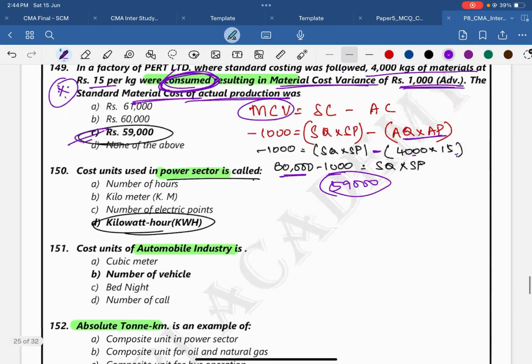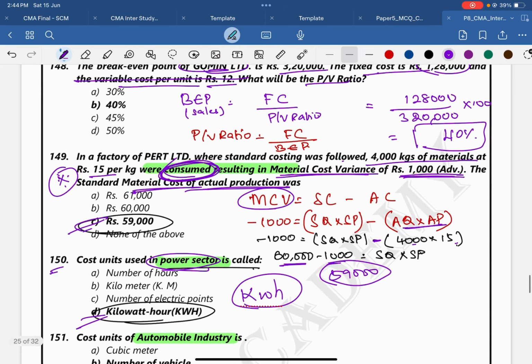Option C. Then 150. Cost units used in the power sector. Power sector is kilowatt hour. So option D is your answer. With this, we have done 150.